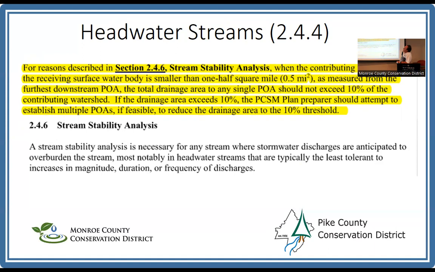If it exceeds 10%, the plan should attempt to establish multiple POAs, if feasible, to reduce the drainage area to the 10% threshold. So we're looking at this case where maybe you have a headwater stream and you're discharging a certain distance down from that headwater stream, so that you're not taking the water that used to go into the top of the headwater stream and essentially drying out the top of that stream, trying to evenly distribute the water into that headwater stream.